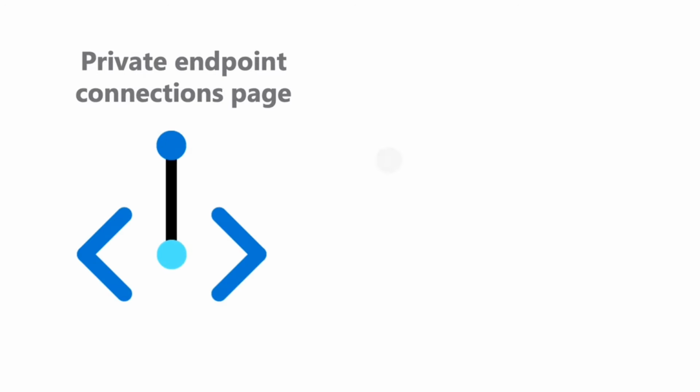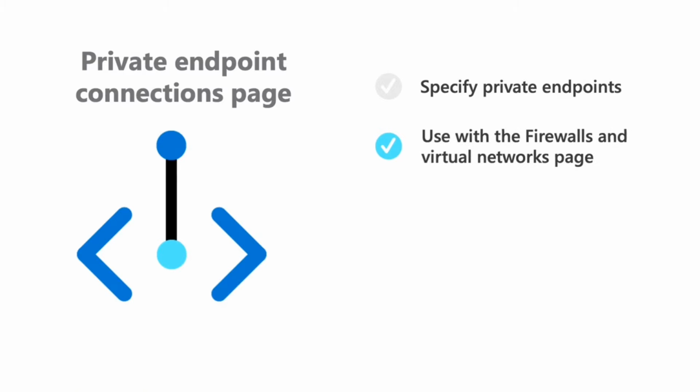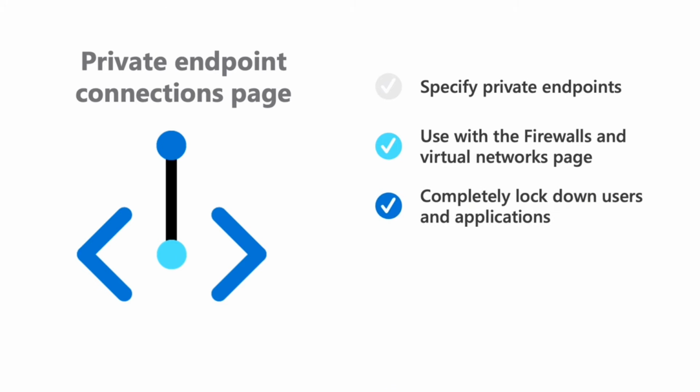The Private Endpoint Connections page for a service allows you to specify which private endpoints, if any, are permitted access to your service. You can use the settings on this page together with the Firewalls and Virtual Networks page to completely lock down users and applications from accessing public endpoints to connect to your Azure SQL Database account.